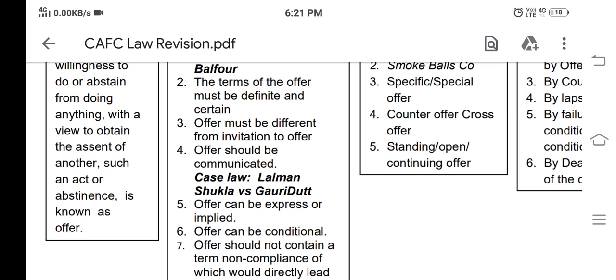The term of the offer must be definite and certain. Anything which is uncertain is not a valid offer. For example, if we say we require 5 kg of oil, and there is no mention of what kind of oil we require, then in such a case it is not a certain offer, it is an uncertain offer.